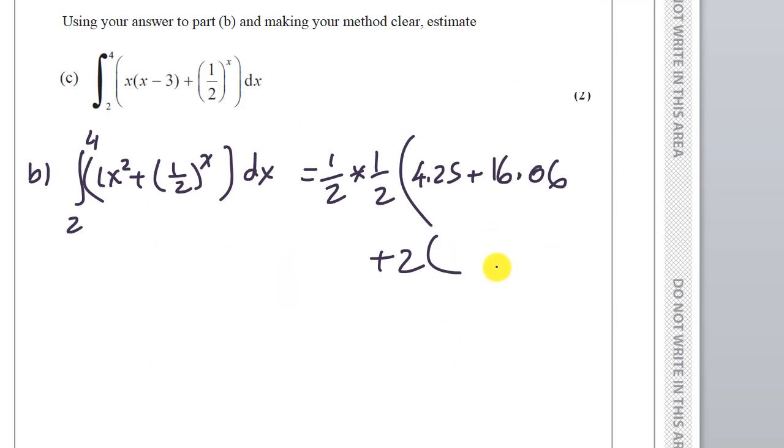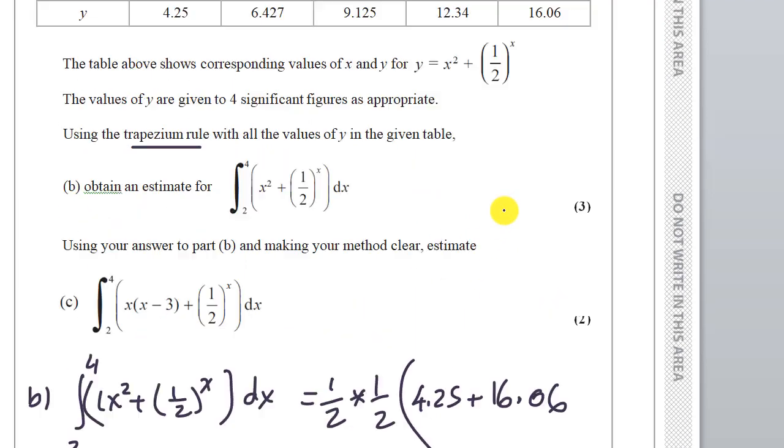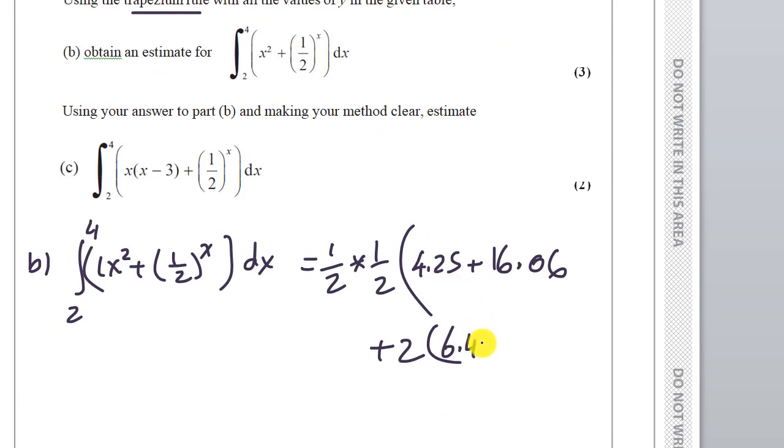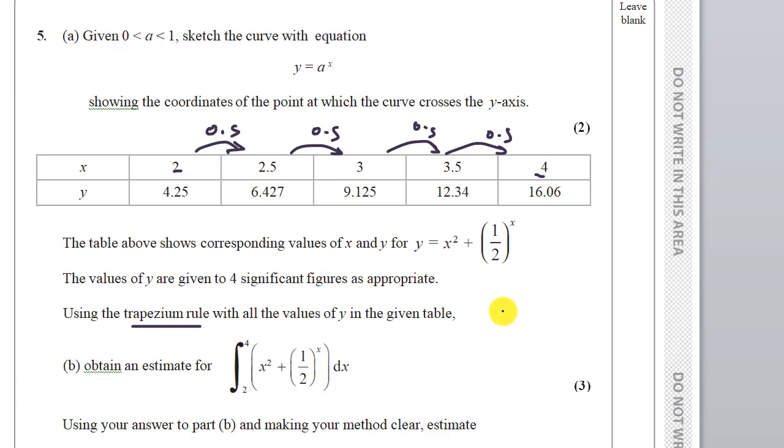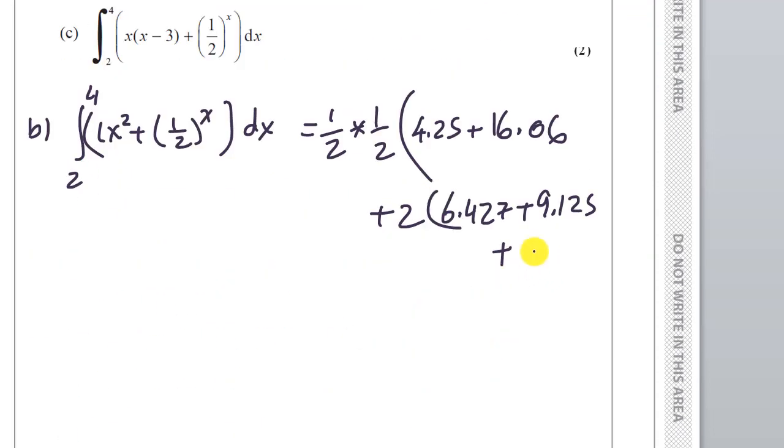So 6.427 plus 9.125 plus 12.34. Let us find the value.